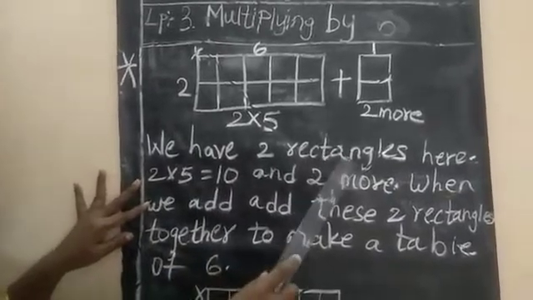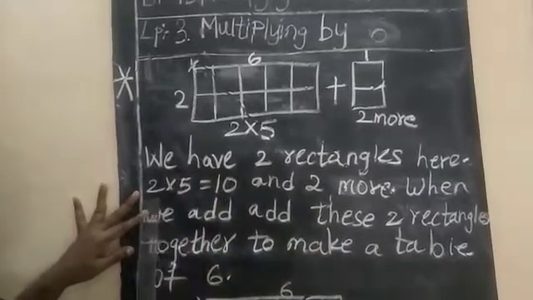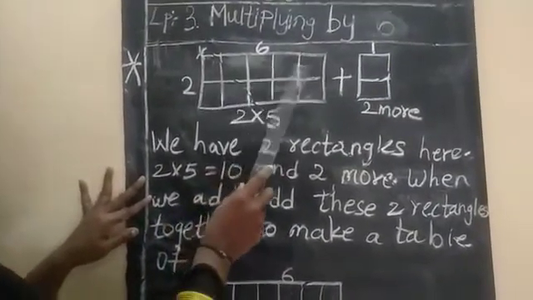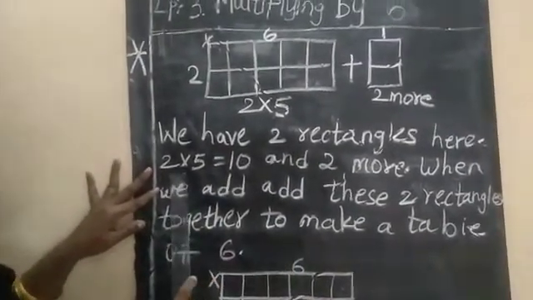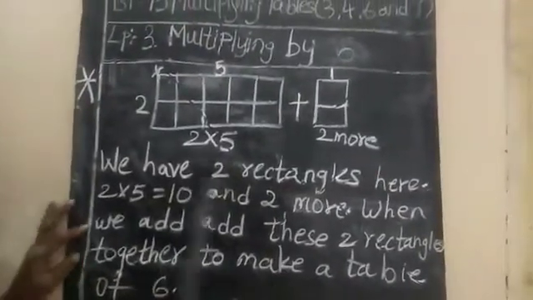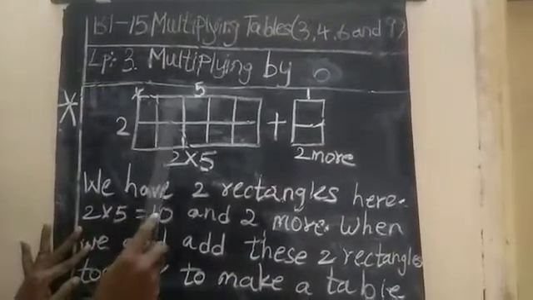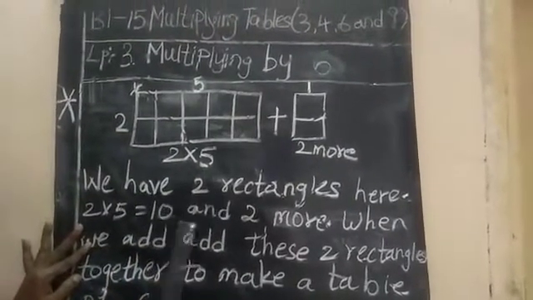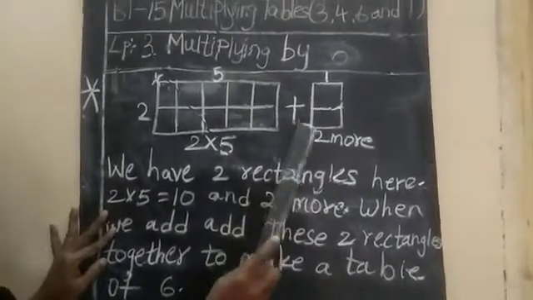We have two rectangles. 2 into 5, so 2 into 5, children. 1, 2, 3, 4, 5. So 2 into 5. 2 fives are 10. Here 1, 2, 3, 4, 5, 6, 7, 8, 9, 10. And 2 more. So I have drawn here 2 more.